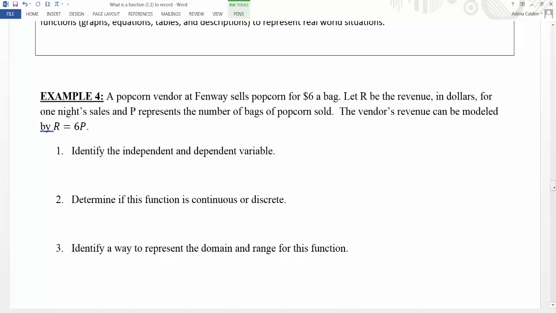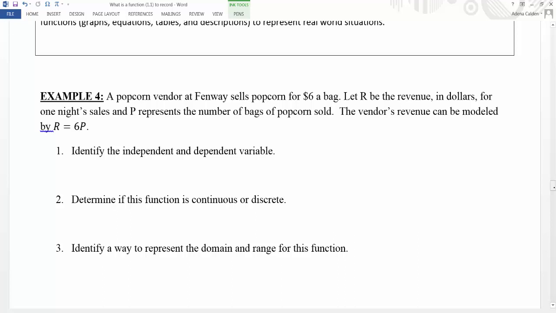So here we have a situation where a vendor at Fenway is walking around and selling popcorn. The amount of money that that vendor takes in every single night depends on the number of bags of popcorn that is sold. And since it's sold for $6 per bag, that's where we get that 6 times P. So $6 for each bag. So if we sell one bag, the revenue would be $6. If we sold 2 bags, the revenue would be $12. So revenue is the amount of money that you take in from selling something.